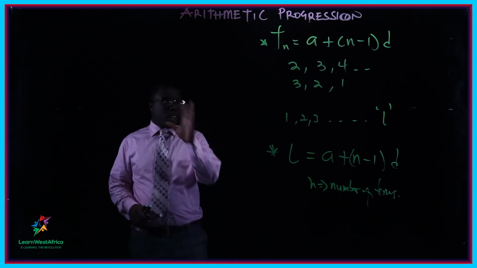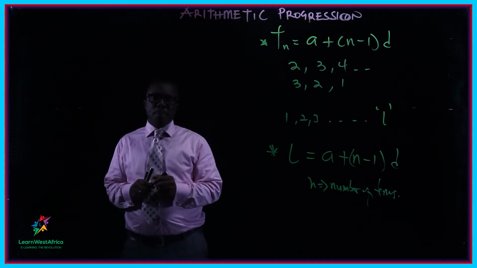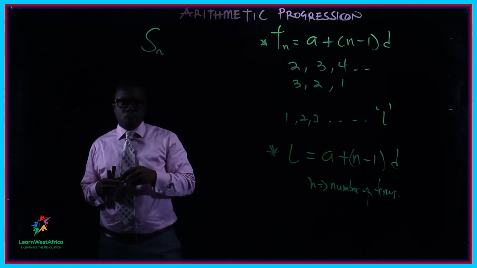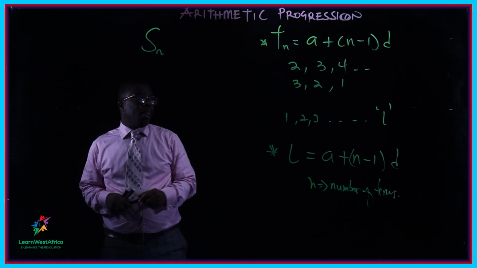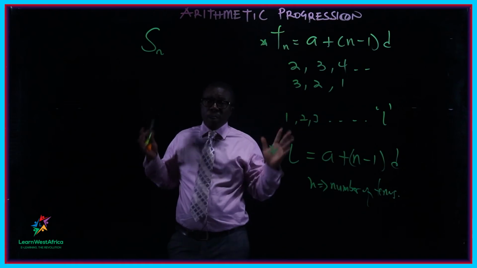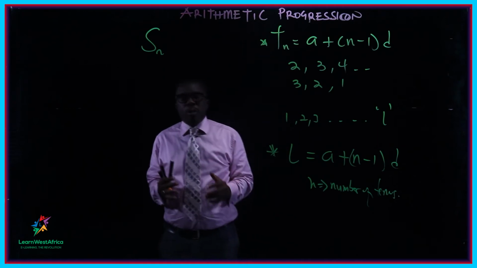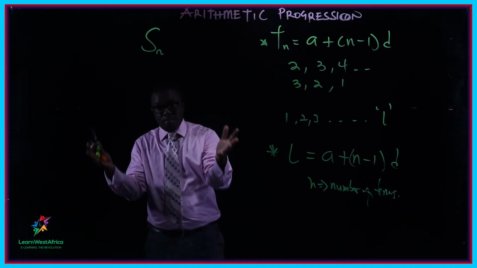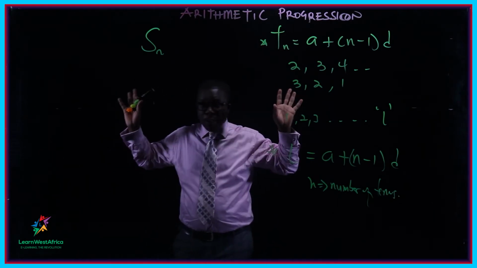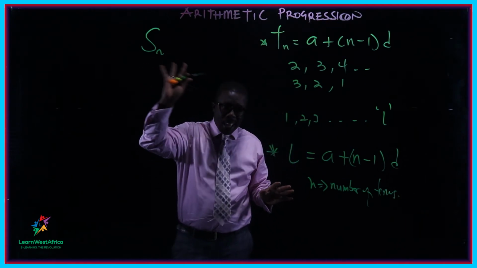So now that we are clear with that, let's come to the other section of an AP, that is the sum of terms of an AP. The sum of terms of an AP is referred to as Sn. So Sn means the sum of the number of terms. If you have an arithmetic progression, 2, 3, 4, 5, 6 of any order, the sum of any terms you are interested in, either the first 4 terms, the first 6, 8, any number of terms at all that you want to find in an arithmetic progression, is represented by Sn.